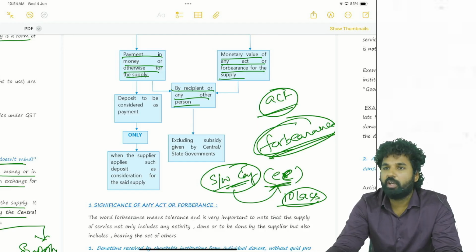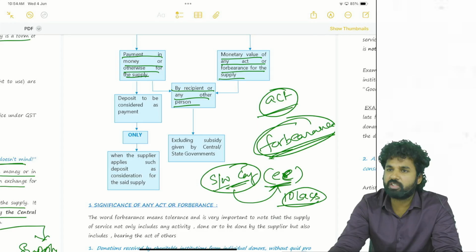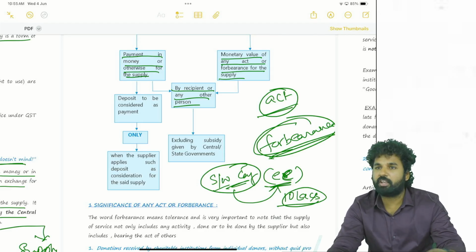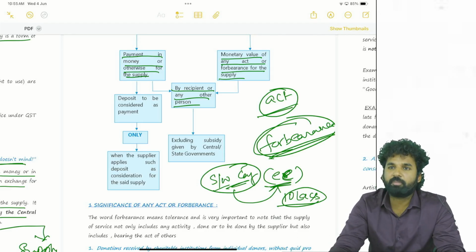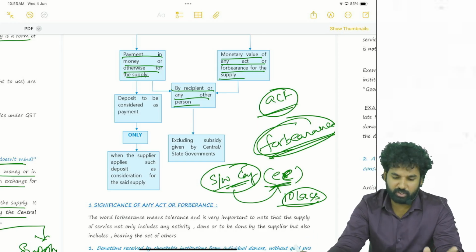Let's say we are booking on Rapido. We wanted to cancel the ride. There will be a cancellation charge. Why the cancellation charge? In order to tolerate the cancellation of booking, there is a cancellation charge. So that is also a consideration. So for doing something, there may be consideration. For not doing something, there is a consideration. For tolerating something, there is a consideration. Now all this comes under the definition here, right?